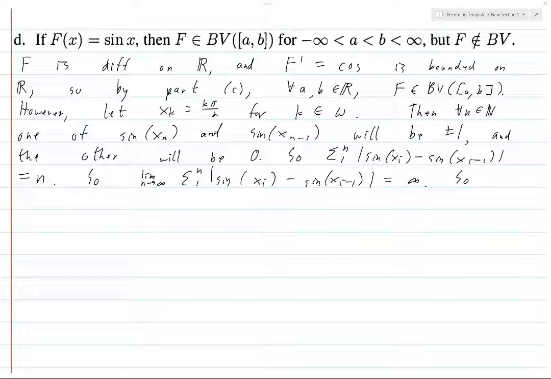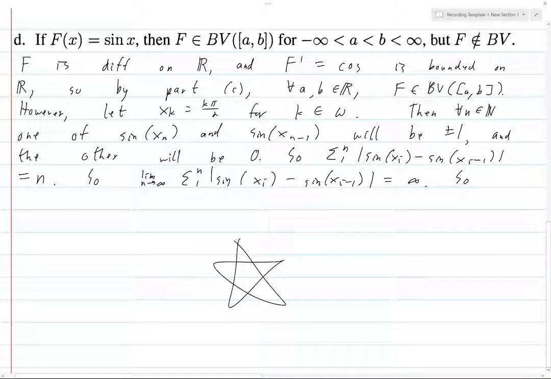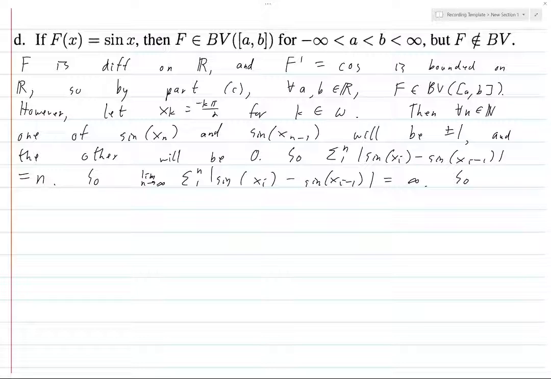Okay, here's what we're going to do. I found the solution. What we're going to do is let xk equal negative k pi over 2 for k in omega. Then all of this stuff still holds. The limit as n goes to infinity is equal to 0. But what's the first value here? The first value here is 0. So what this says is that Tf of 0 equals infinity.